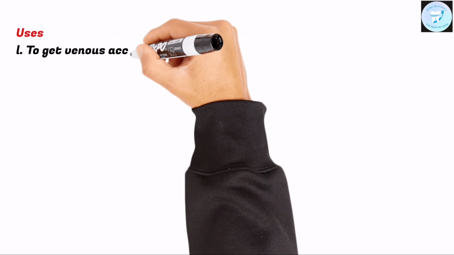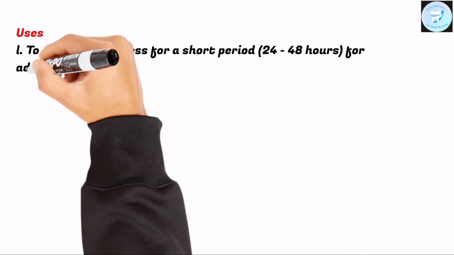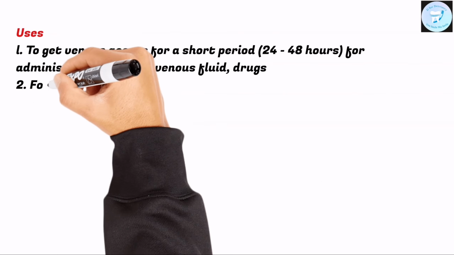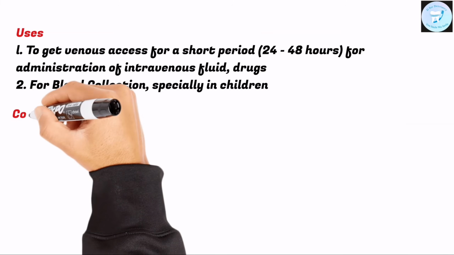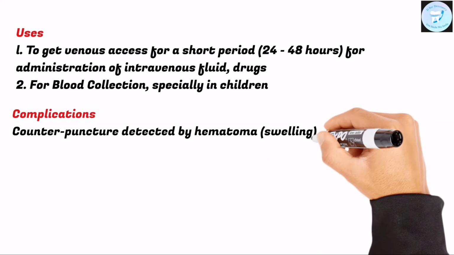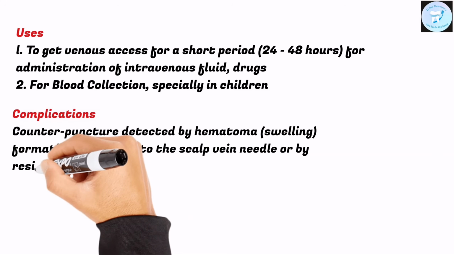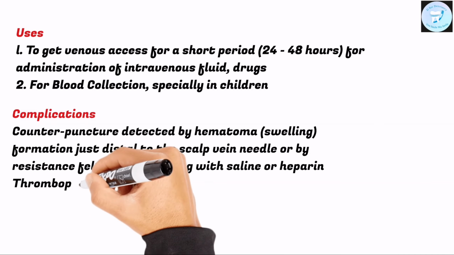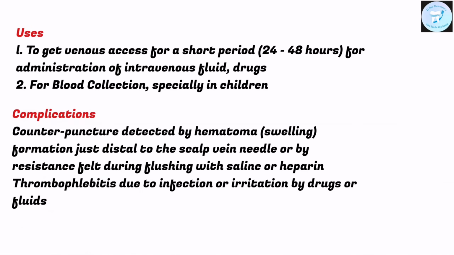Uses: to get venous access for a short period, 24 to 48 hours, for administration of intravenous fluids and drugs. Second, for blood collection, especially in children. Now complications. Counterpuncture, detected by hematoma formation just distal to the scalp vein needle or by resistance felt during flushing with saline or heparin. Thrombophlebitis due to infection or irritation by the drugs or the fluids.